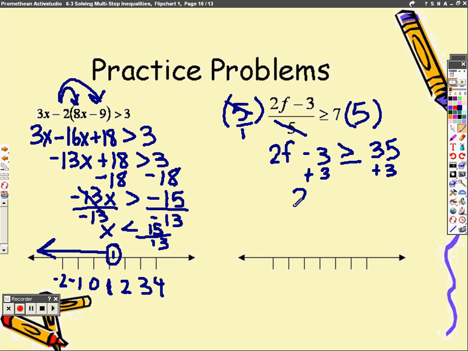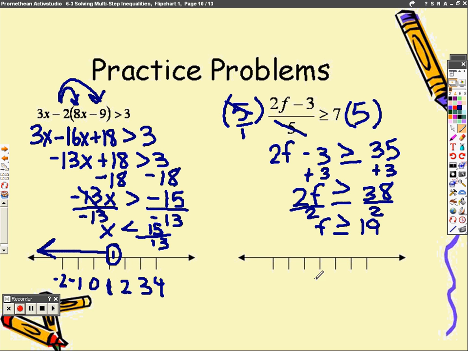All right. My next step to get that variable by itself is to add 3 to both sides, and I end up with 2f is greater than or equal to 38. And my last step is to divide both sides by 2, and I end up with f is greater than or equal to 19. On this one, since I divided by a positive, I don't need to do anything to my inequality sign.